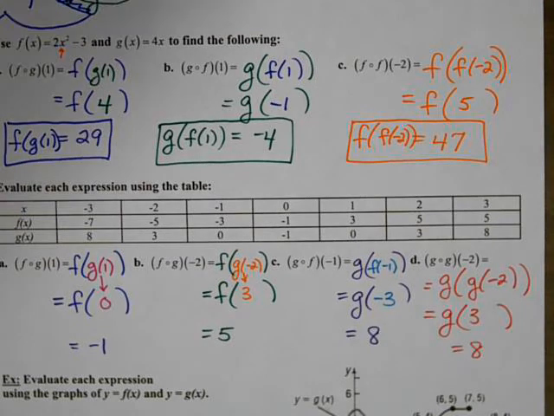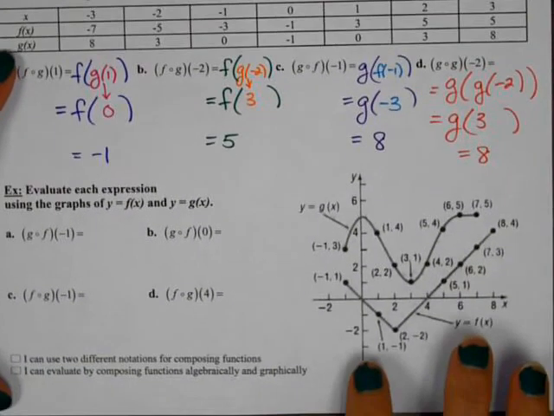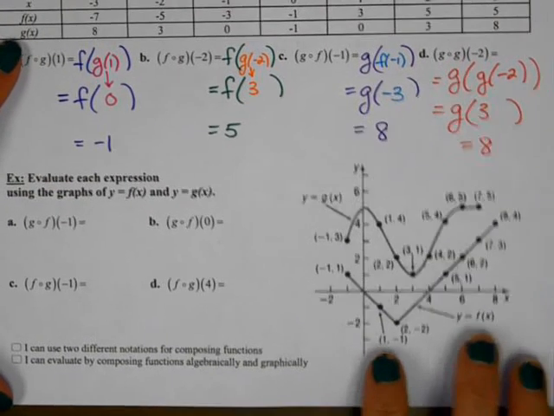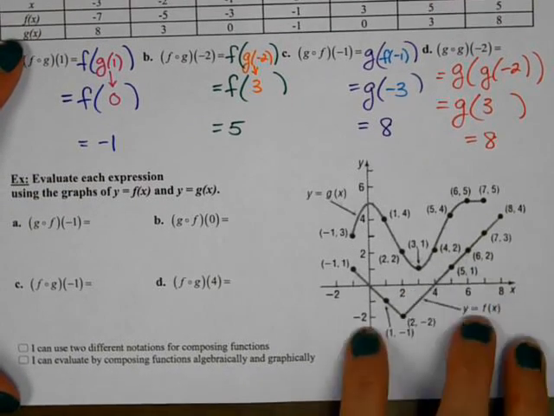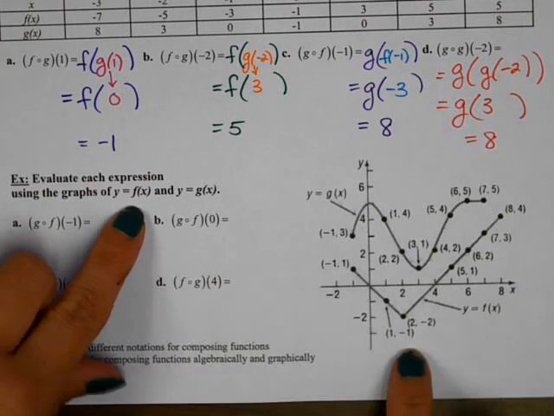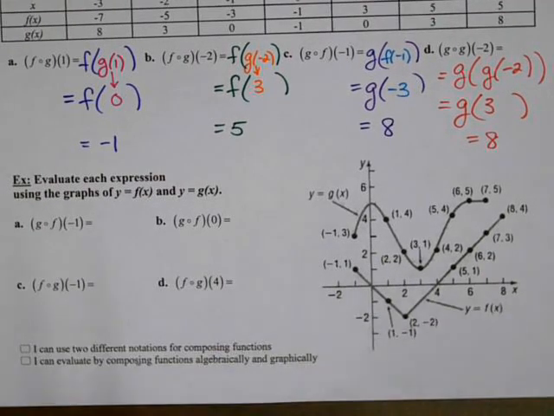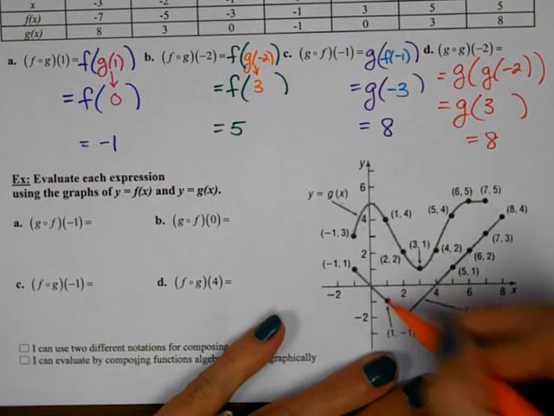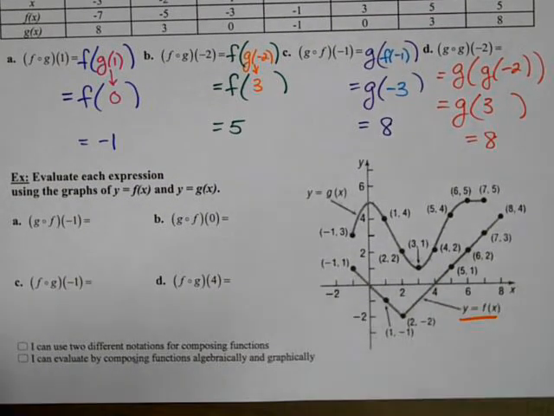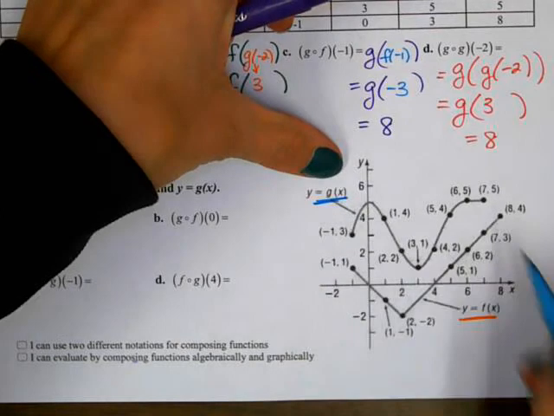Okay, one more way of doing this. I could give you a graph. So we could have some graphs drawn for you. So the f of x function is right here. Let's just highlight these. So here's the f function. It's this one right here. And we also have the g function, which is right there.